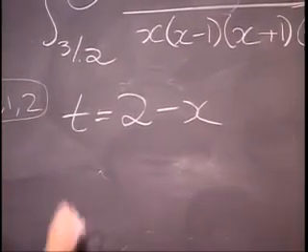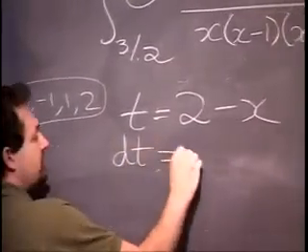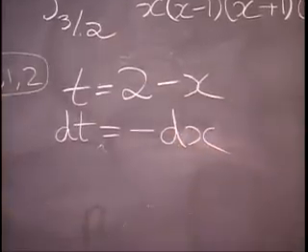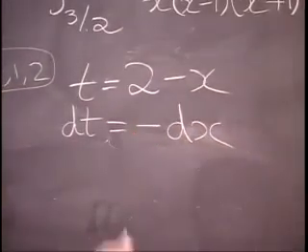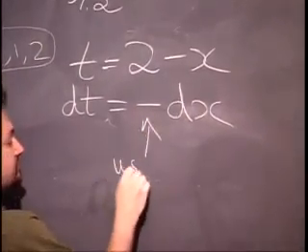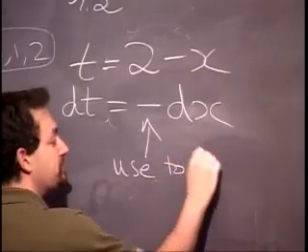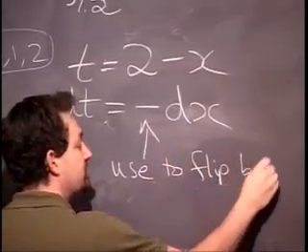So what does this do? Well, dt equals minus dx. That's a little bit different because there's a minus sign. But I'm going to use this to flip the bounds of the integral.